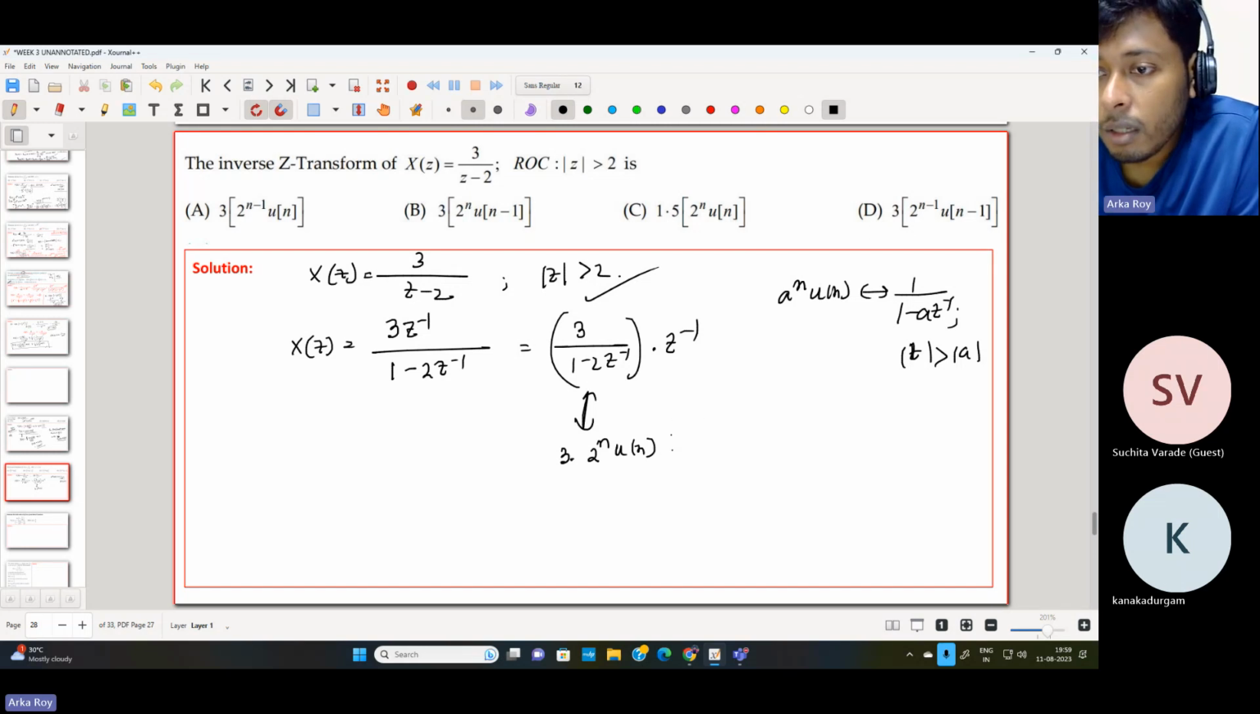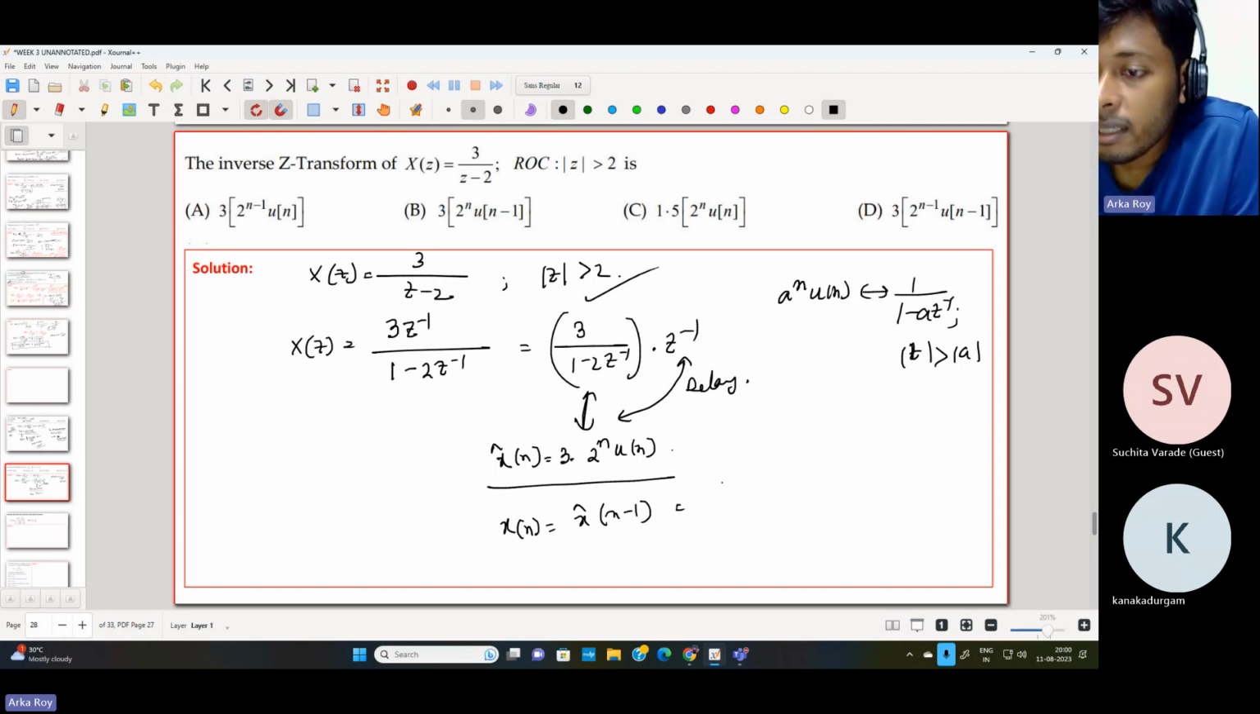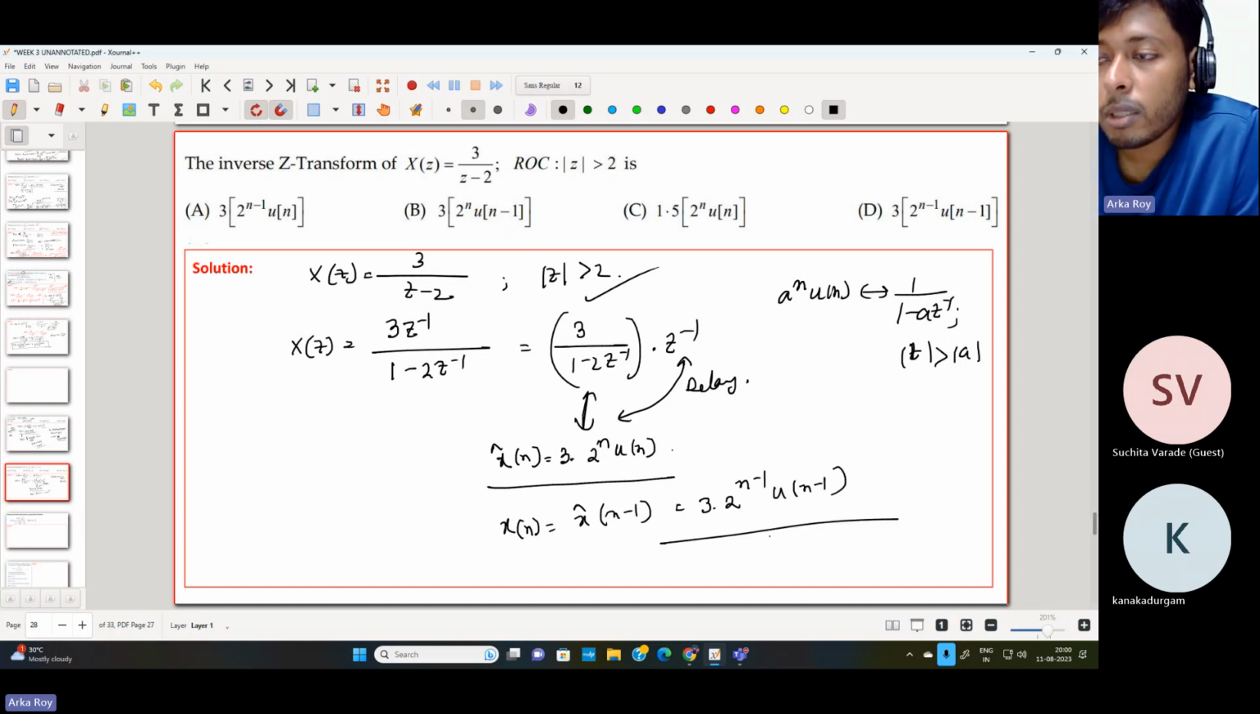Now we are multiplying a delay with this particular sequence. Let us consider this x hat n. Now we are adding some delay over here, so x n will be x hat n minus 1. So everything will be shifted by 1 unit to the right side, so n will be replaced by n minus 1. So 3 into 2 to the power n minus 1 into u of n minus 1. So this is the final output, and the output is same as option D.